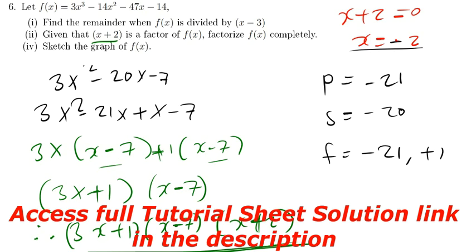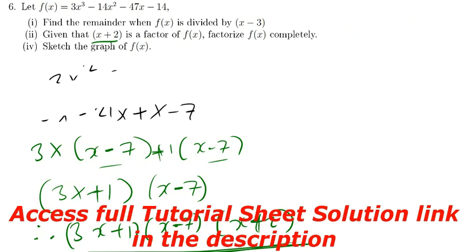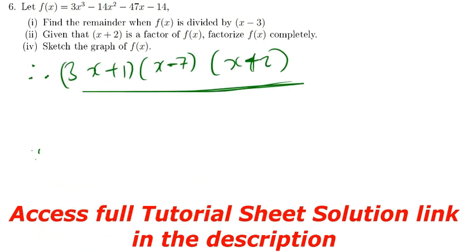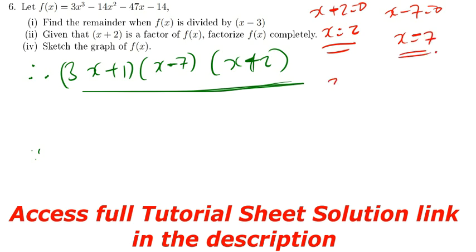Now, without wasting much of the time, I'm going to get this and put it on top there, because I don't have enough space. Now the second question is asking us to sketch the graph. So sketching the graph, first we need to find the x values. So equate each factor to 0. So x plus 2 is equal to 0. X is equal to negative 2. Another one, x minus 7 is equal to 0. X is equal to 7. Another one is 3x plus 1 is equal to 0. Then 3x is equal to negative 1. Then x is equal to negative 1 over 3.